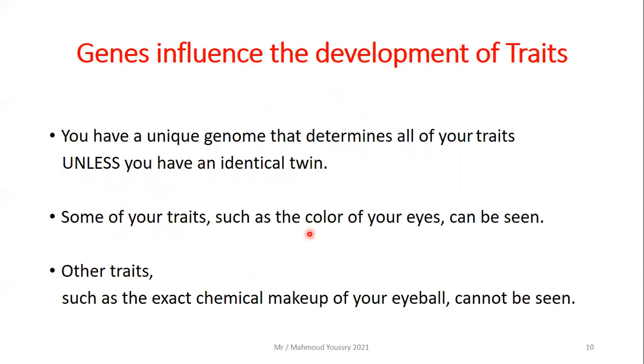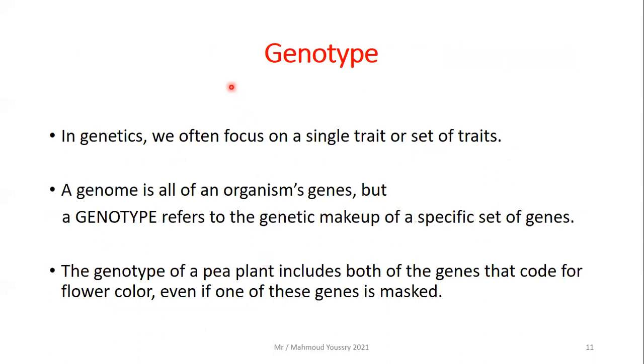Some of your traits, such as the color of your eyes, can be seen. But what about the exact chemical makeup of your eyeball? It cannot be seen. Then what is a genotype? In genetics, we often focus on a single trait or a set of traits. A genome is all of the organism's genes. Yes, we already knew this, but a genotype refers to the genetic makeup of a specific set of genes. The genotype, we are talking about the genes.